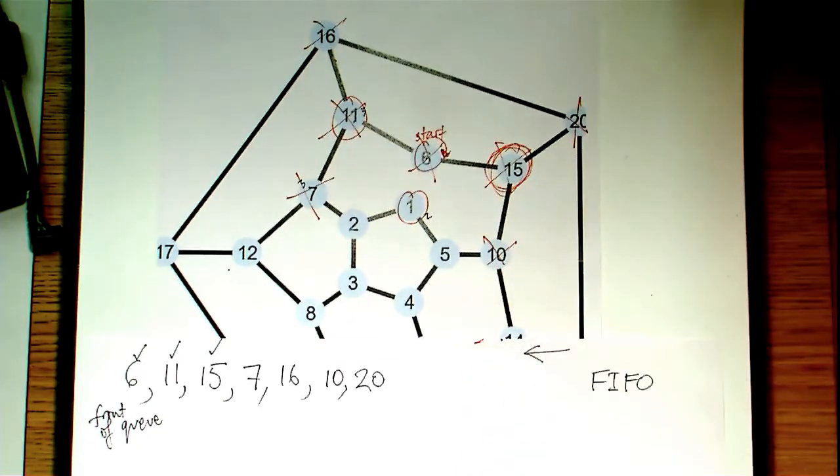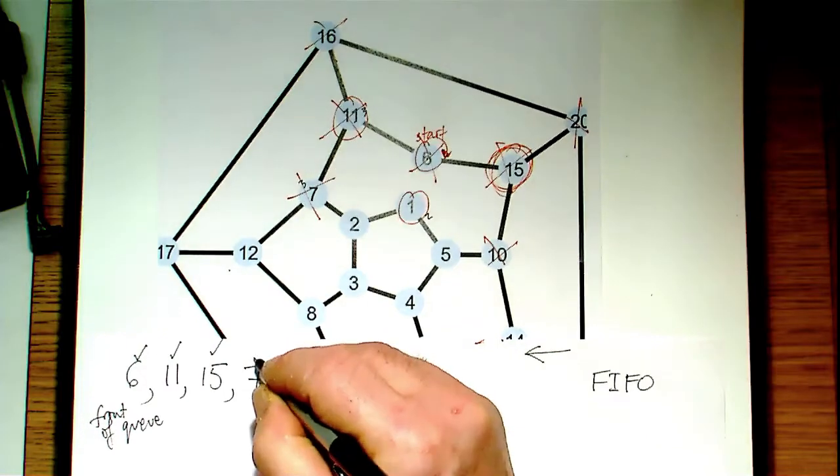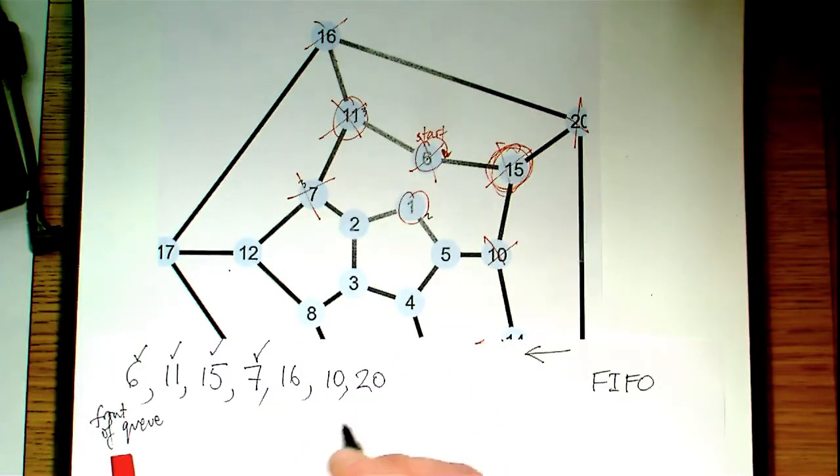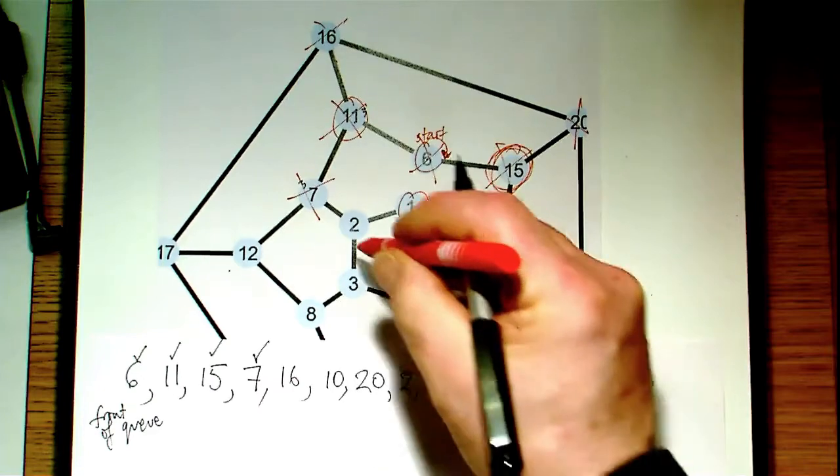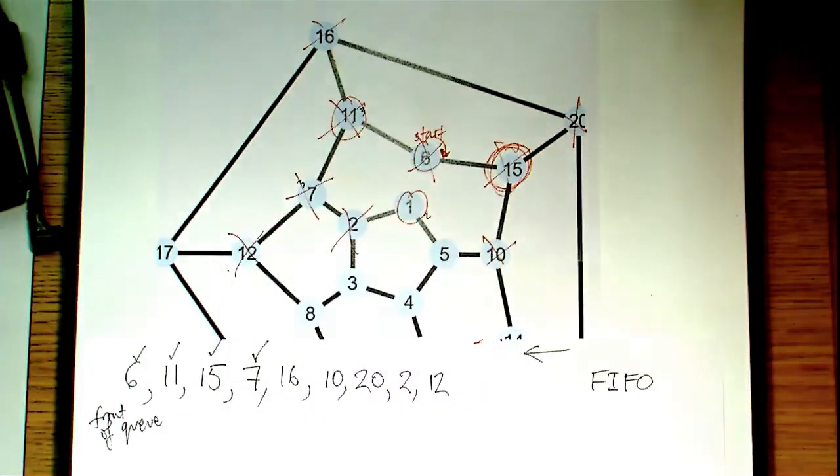And then I've come to 7. Well, I shouldn't have ticked it until I've written down what's adjacent to it. 7's adjacent to 2 and 12, which haven't yet been done. So that finishes 7 off. Then we go to 16. We don't go to 8. We go to the next one in this queue, which is 16.